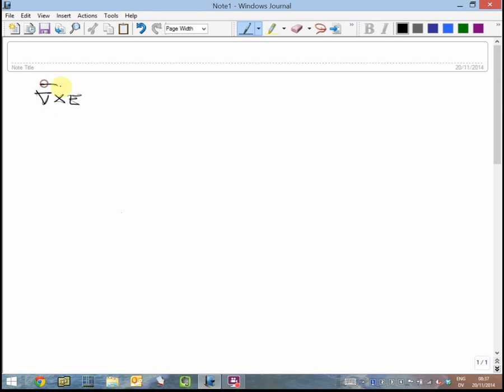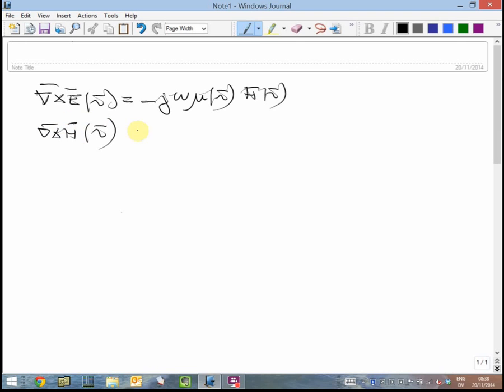So of course Maxwell's equations involve the curl of the electric field being proportional to the magnetic field, minus j omega mu, and mu in the general case is a function of r, H of r. And then of course we have a related equation, a dual equation if you want, involving the curl of the magnetic field, j omega epsilon of r, and this time epsilon can be a function of the spatial coordinates as opposed to just a constant. So now what we would like to do is to combine these two equations in one equation, just as we did for the Helmholtz equation.